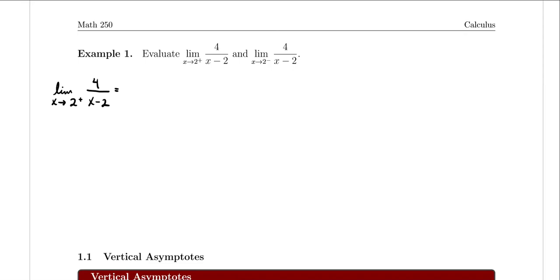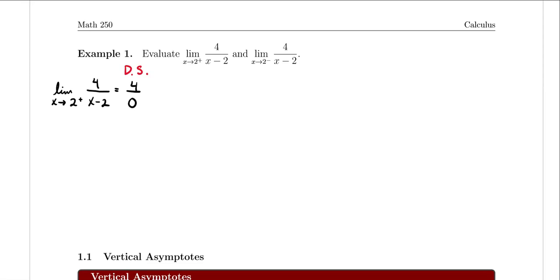Now remember, anytime you're being asked to evaluate a limit, I want you to use direct substitution. But if we use direct substitution here, we would get 4 divided by 0, and that would be a problem. In this case, direct substitution doesn't work. But that's fine, because ultimately we're not plugging in 2. We're trying to see what happens as the x's get closer and closer to 2, coming in from the right.